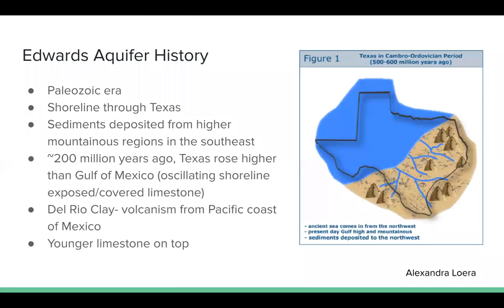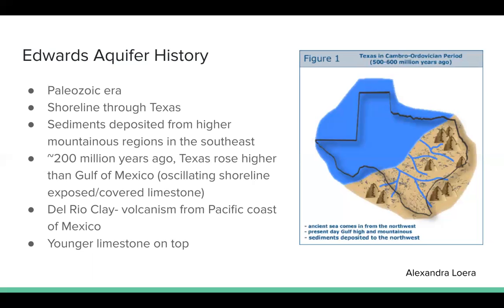Okay, so I'm going to go into a little more detail about the formation of the aquifer system. It originated in the Paleozoic era, about 500 to 600 million years ago. What today is the Gulf of Mexico was a mountainous region. And there was a shoreline that cut through present-day Texas in a southwest-northeast fashion. This separated the land from the sea that was to the northwest. And the sediments came down those mountainous areas and deposited along the shoreline.